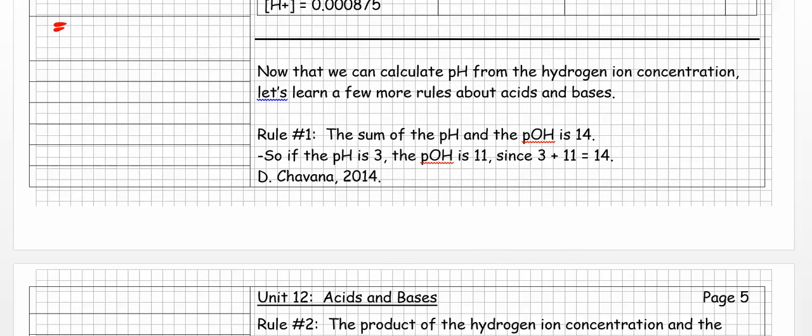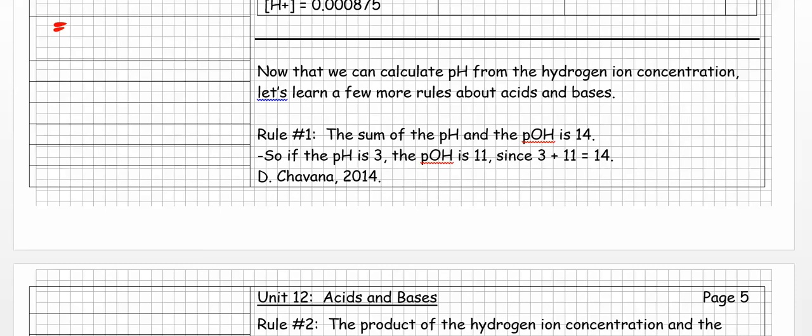All right, now that we can calculate pH from the hydrogen ion concentration, let's learn a few more rules about acids and bases. So here's the first rule. Rule number 1: The sum of the pH and the pOH is 14. So if you know the pH, then you know something called the pOH. You may say, what's pOH? I've heard of pH, but what is pOH?